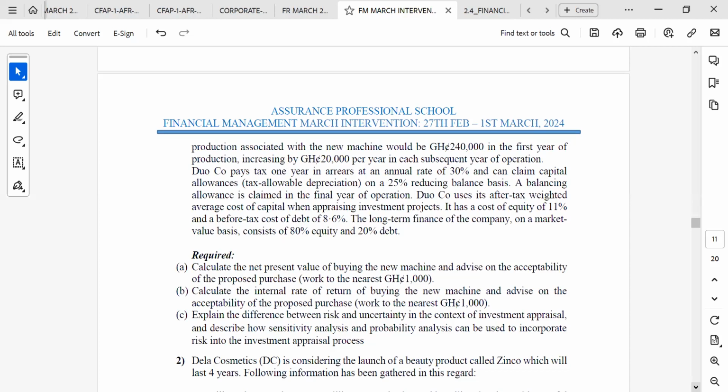C. Explain the difference between risk and uncertainty in the context of investment appraisal and describe how sensitivity analysis and probability analysis can be used to incorporate risk into the investment appraisal process. Is that all? Yeah. Okay, you can see that it's very simple, but tricky.